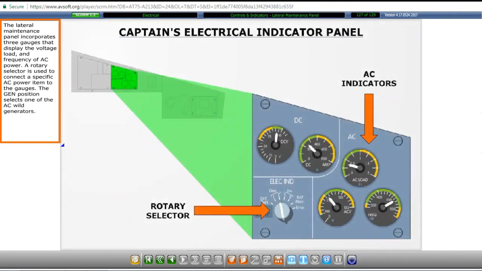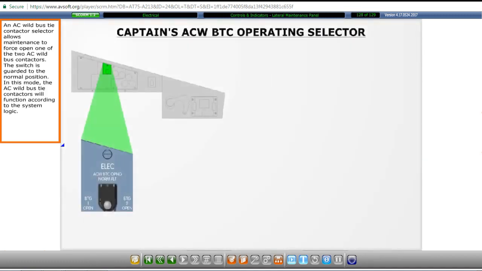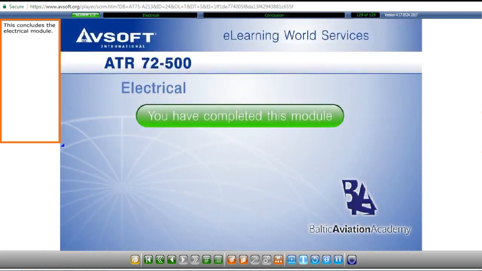The lateral maintenance panel incorporates 3 gauges that display the voltage, load, and frequency of AC power. A rotary selector is used to connect a specific AC power item to the gauges. The generator position selects one of the AC wild generators. An AC wild bus tie contactor selector allows maintenance to force open one of the 2 AC wild bus contactors. The switch is guarded to the normal position. In this mode, the AC wild bus tie contactors will function according to the system logic. This concludes the electrical module.